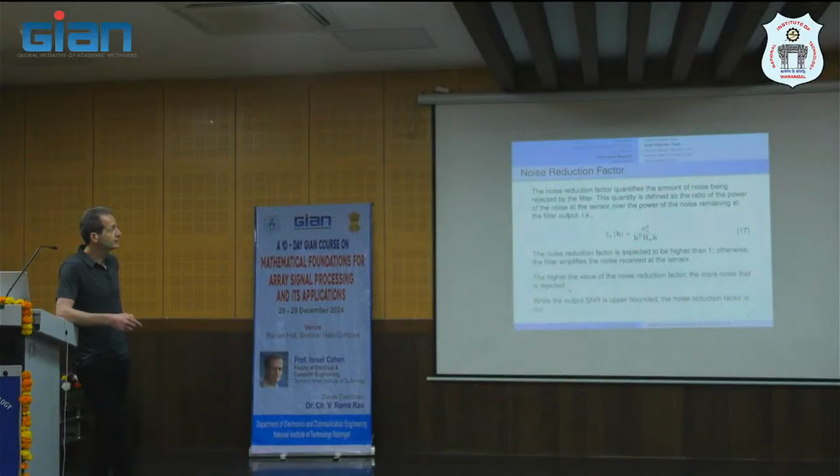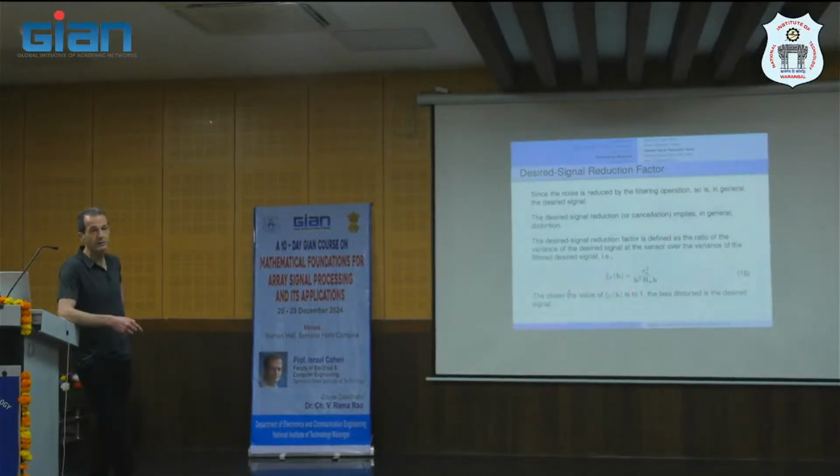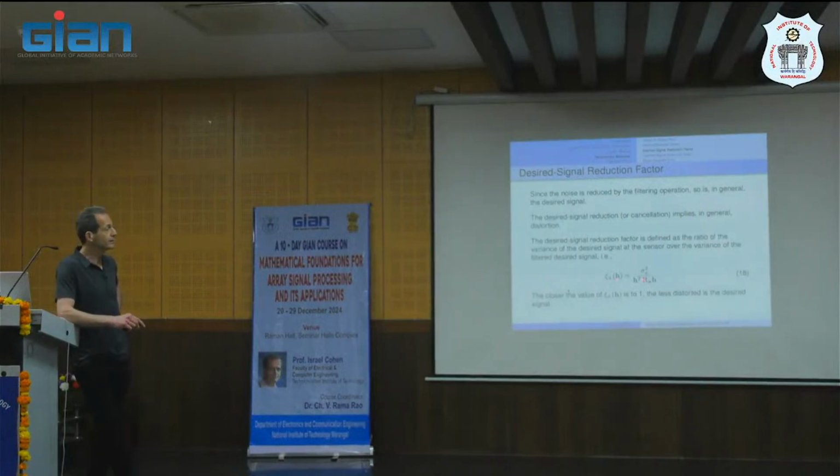We can define also something similar, but instead of noise reduction factor, we can define desired signal reduction factor, which means the variance of the desired source at the input divided by the variance of the desired source at the output. So ideally, we want this ratio to be equal to 1, because we don't want to distort or to change or to reduce the desired signal. We want this to be as close as possible to 1. And then we think that there is no reduction of the desired source.